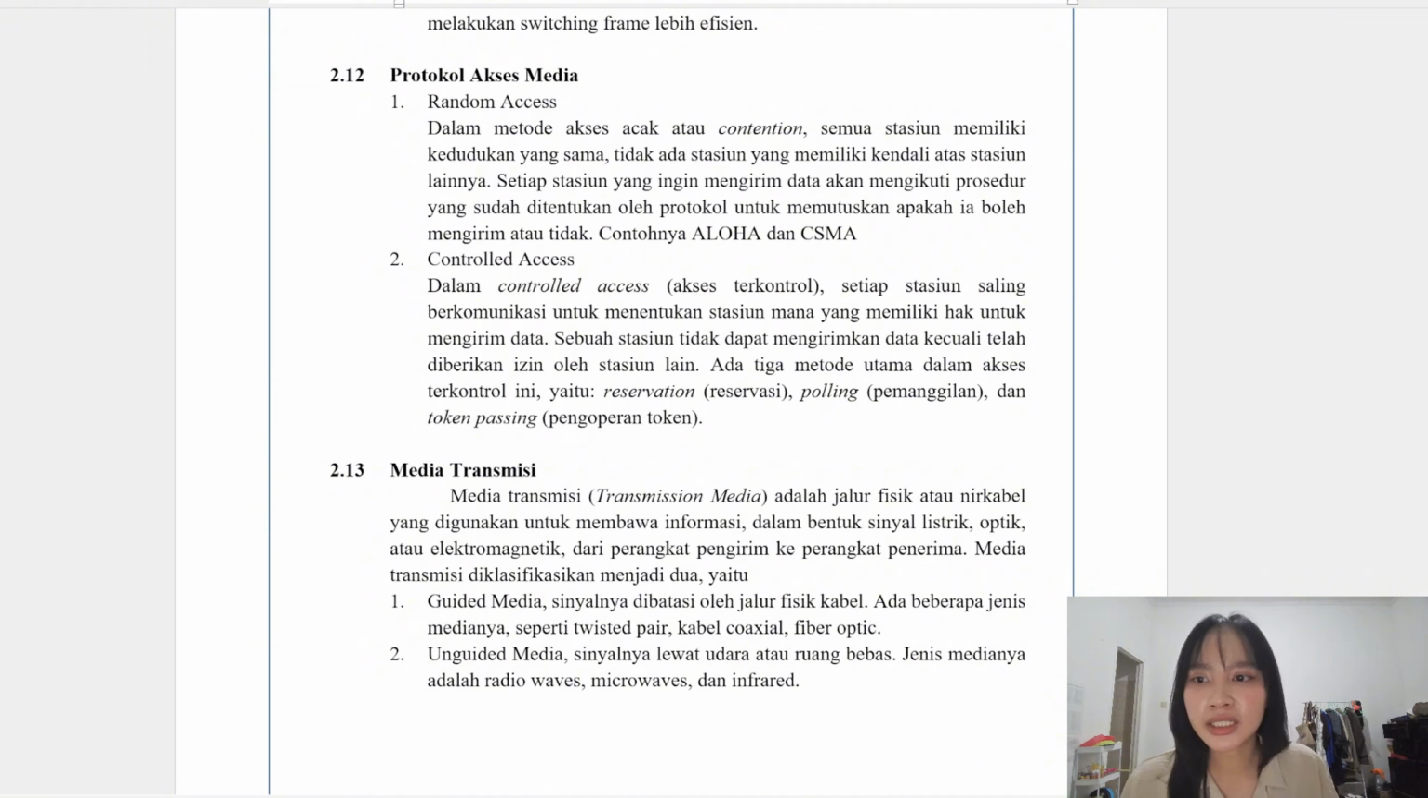And the next material is media protocol. There are two media protocols. The first one is random access and the second one is controlled access. And also we talk about transmission media.